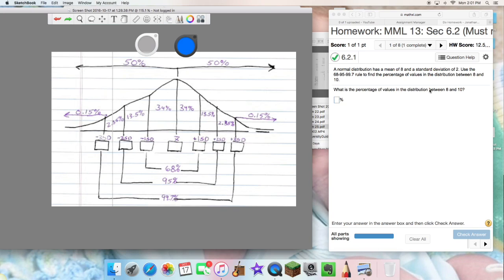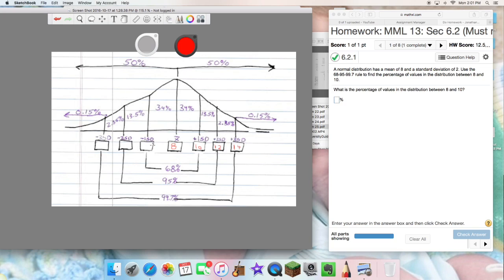Use that rule, 68-95-99.7, to determine the answer. Well, look, it says I have a mean of 8, so I'm going to use my red this time. I have a mean of 8, so 8 goes in the middle. And it says I have a standard deviation of 2, which means I'm going to be counting by 2. So this box is going to be 10. This is going to be 12. This is going to be 14.